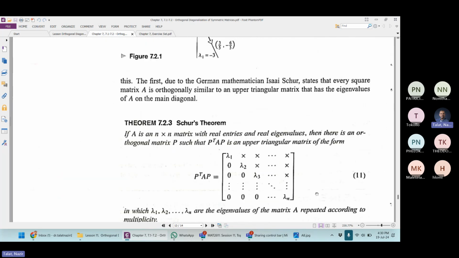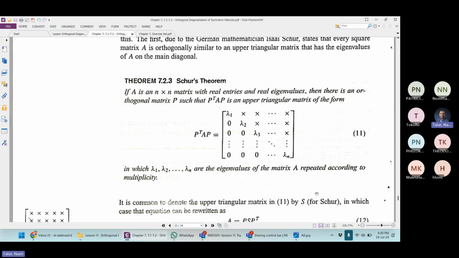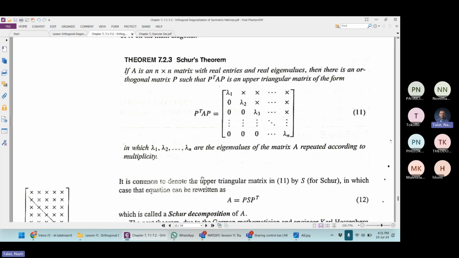And here there are also some other theorems. If A is an n cross n matrix with real entries and real eigenvalues, then there exists an orthogonal matrix P such that P transpose AP is an upper triangular matrix of the form. In this form, lambda 1 up to lambda n are the eigenvalues of matrix A, repeated according to their multiplicity.